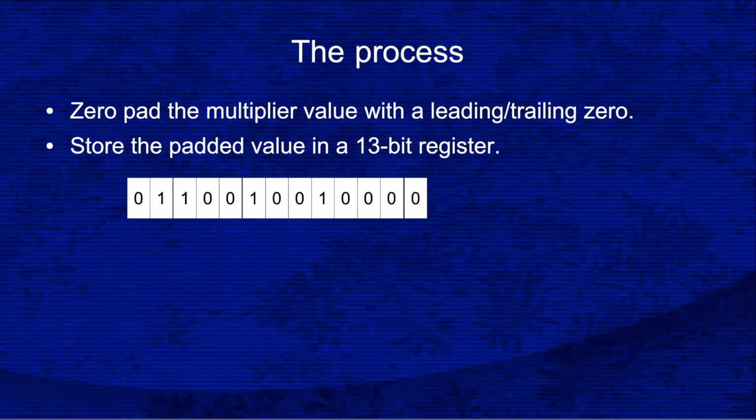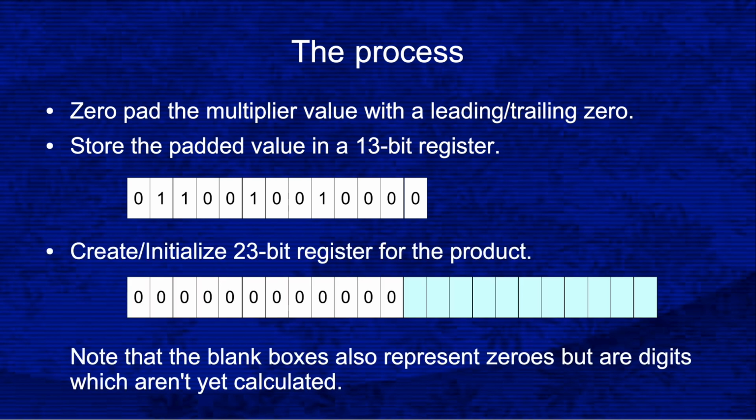Our significand then becomes 011, 001, 001, 0000. These extra bits are needed because we're going to examine the multiplier 2 bits at a time in order to detect the beginning and ending of strings of 1 bits. We're multiplying two 11-bit quantities, so we know the result can be contained in 22 bits. We create a 23-bit register and initialize it to contain all zeros. For now, I'm postponing the explanation of why the extra bit is needed.